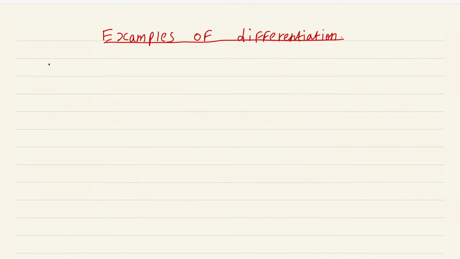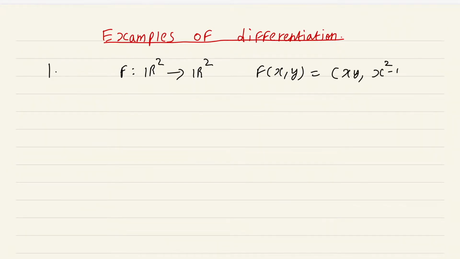Example number 1. Let's start off with a very simple example. So we consider the function f from R2 to R2 given by f of (x, y) is equal to (xy, x squared minus y squared). This is a rather simple example. In this scenario, it is clear that each component function is in fact differentiable, in fact smooth. All derivatives exist of each component function. Therefore, it is not a good idea to directly compute the derivative as a linear map.